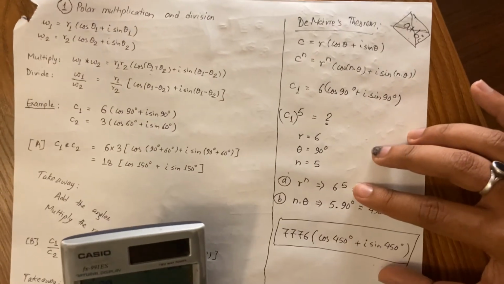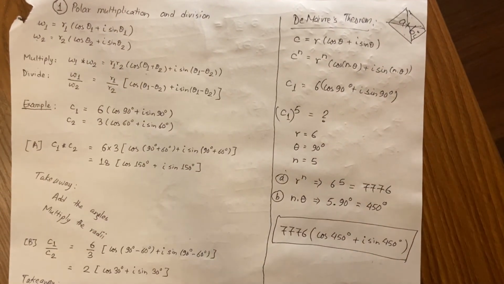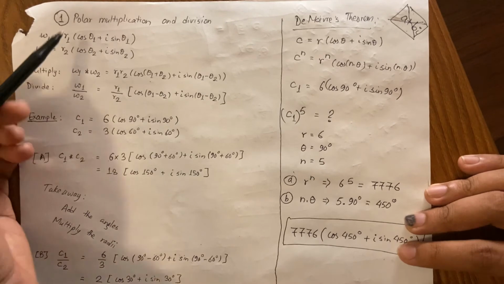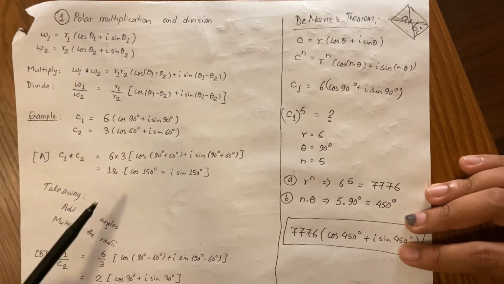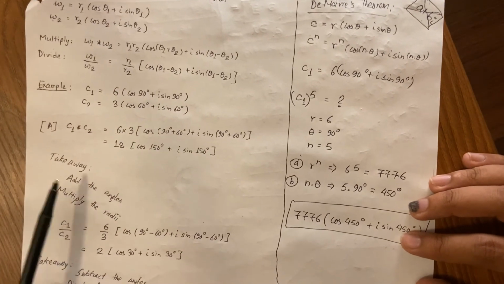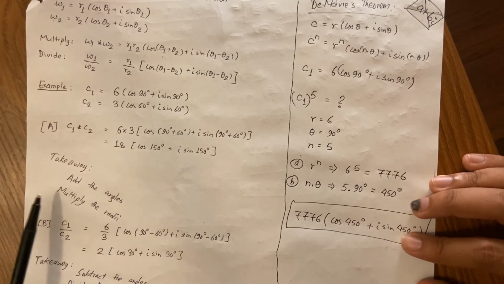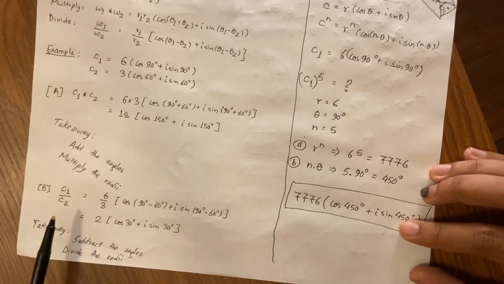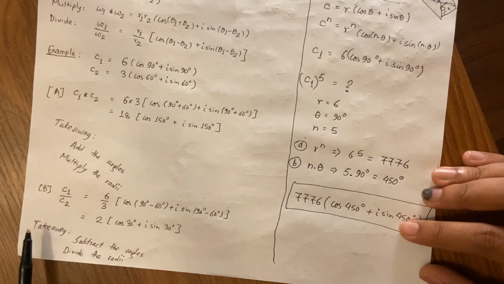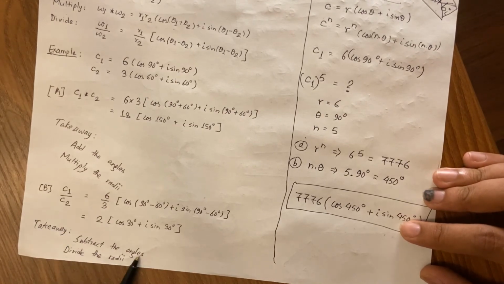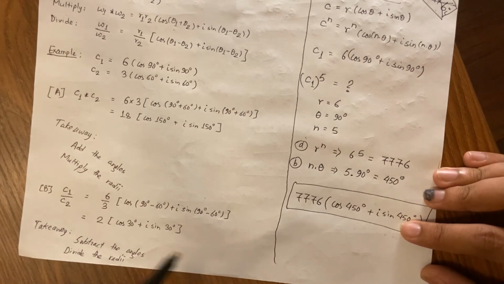So to give us a quick review of what we did in this video so far. We performed a polar multiplication and a division. Remember, the key takeaway is when you multiply, you add the angles and you multiply the radii. Likewise, when you divide the complex numbers, you subtract the angles and you divide the radii.